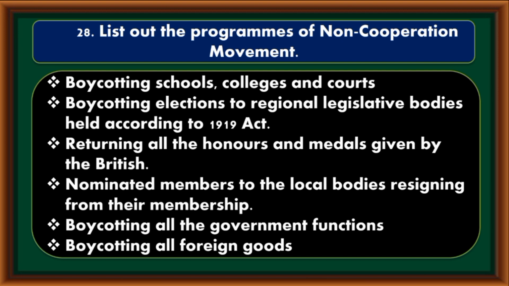List out the programs of the non-cooperation movement. Boycotting schools, colleges and courts. Boycotting elections to regional legislative bodies held according to the 1919 Act. Returning all the honors and medals given by the British. Nominated members to the local bodies resigning from their membership. Boycotting all the government functions. Boycotting all foreign goods.